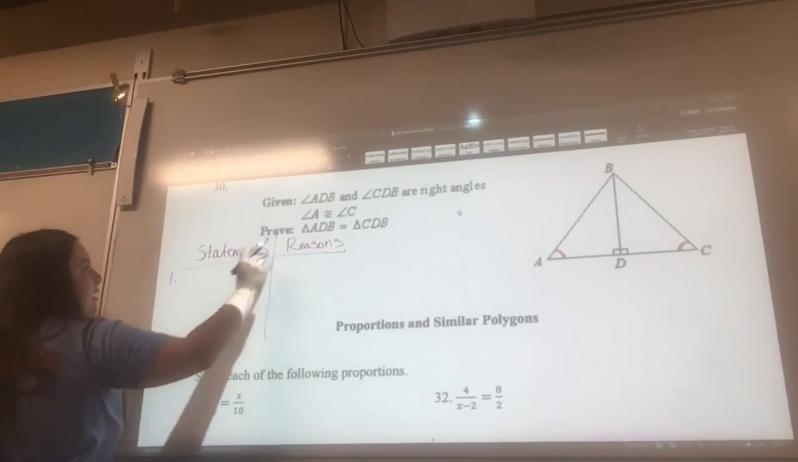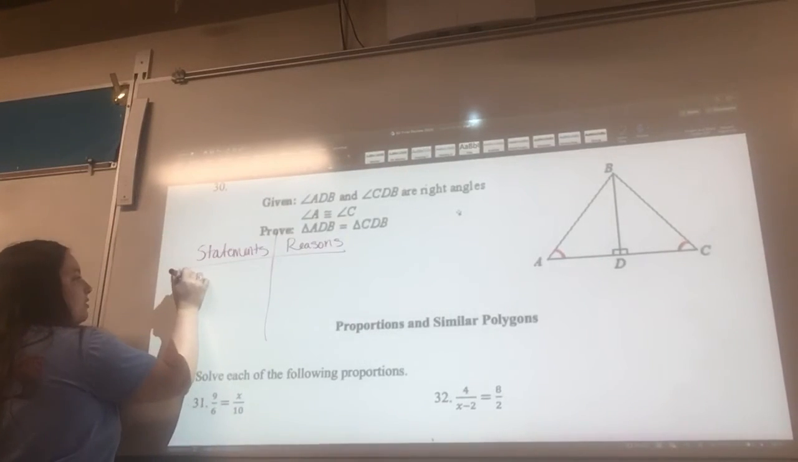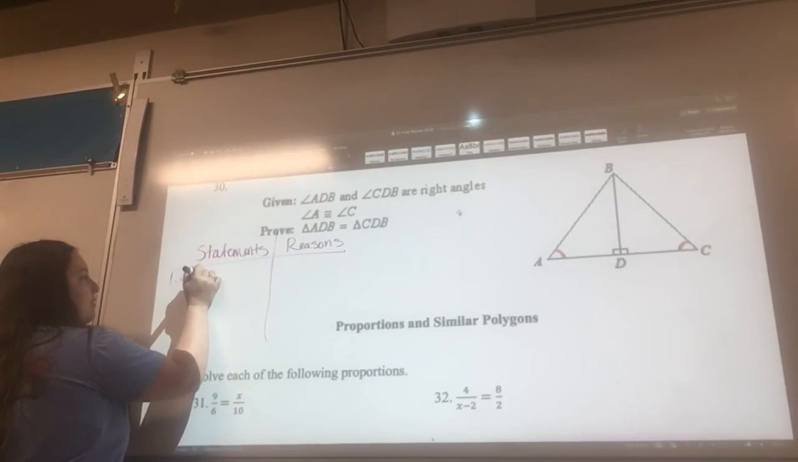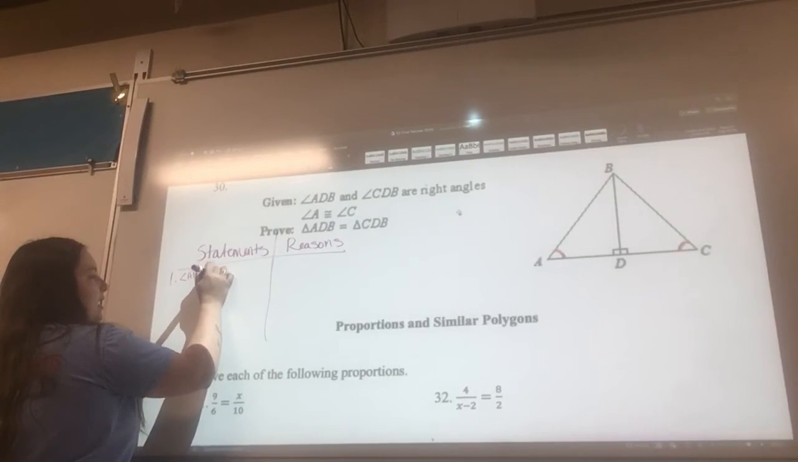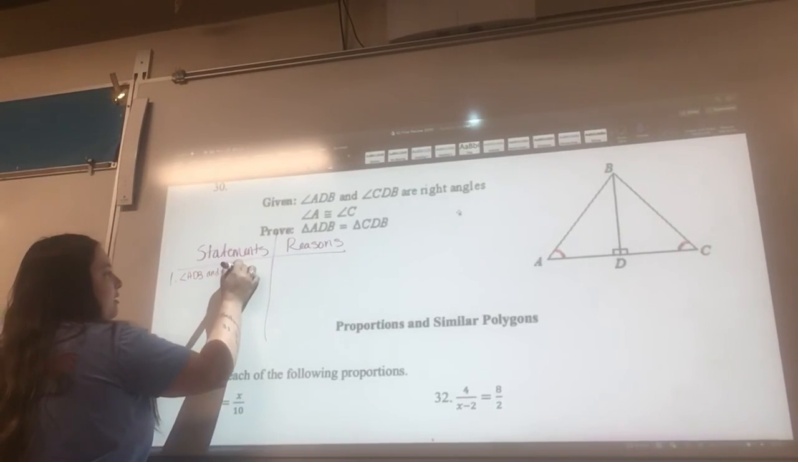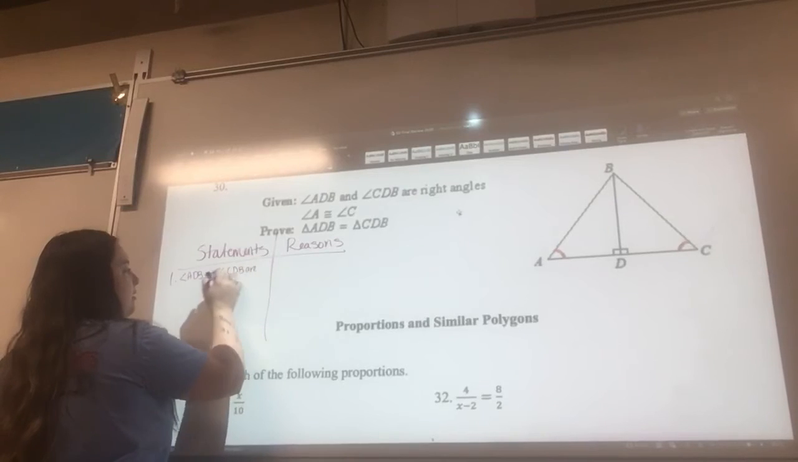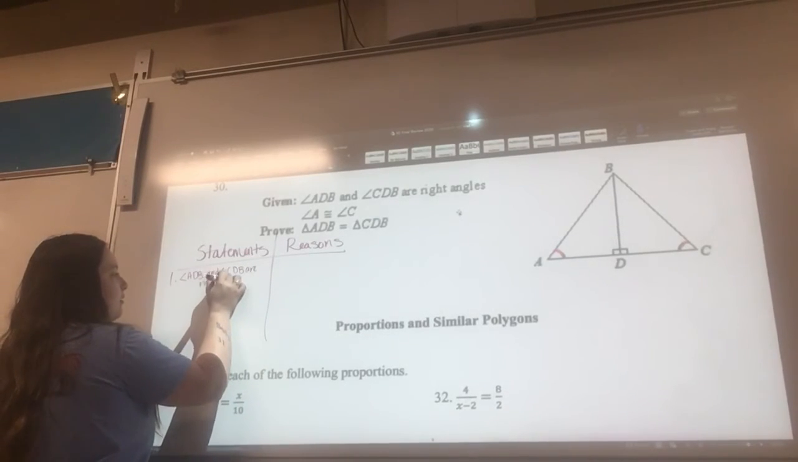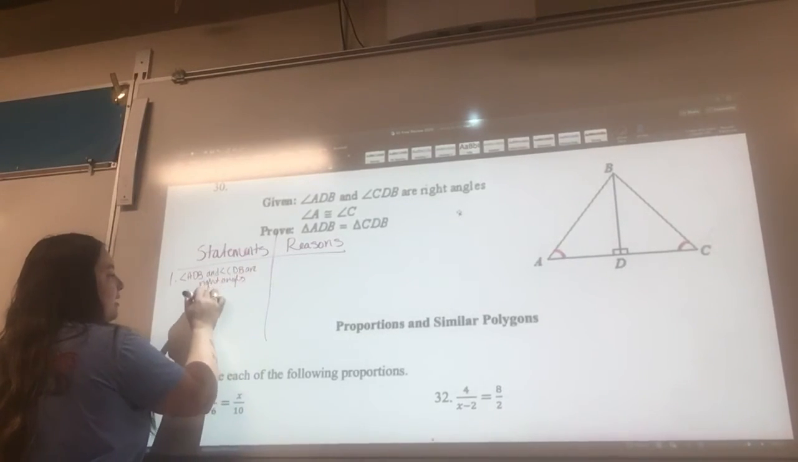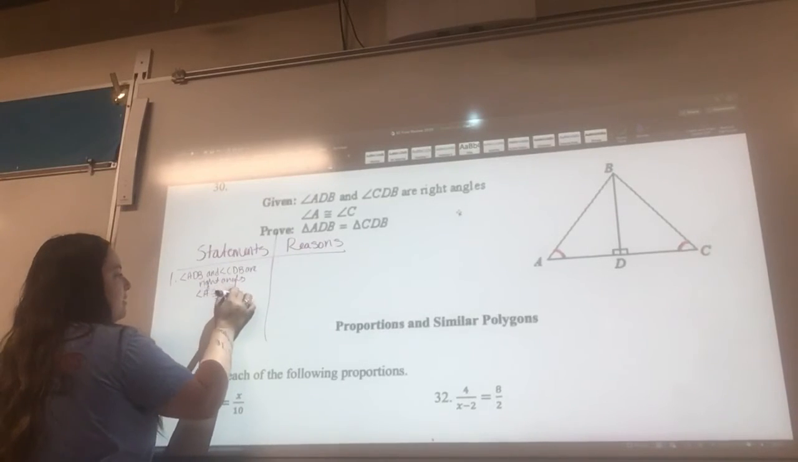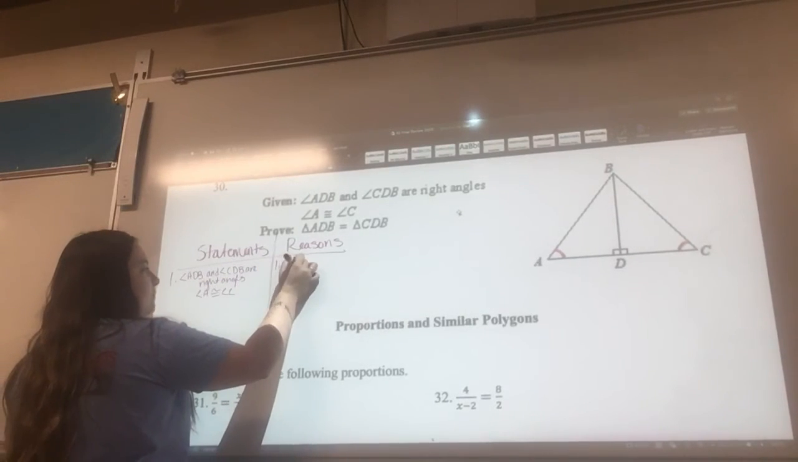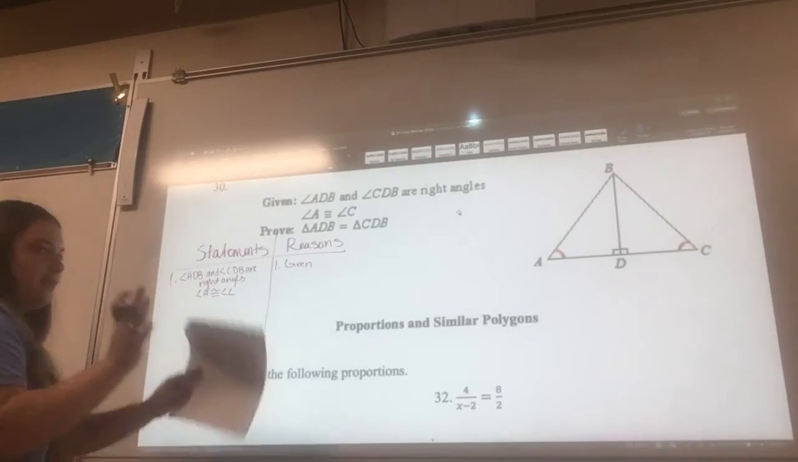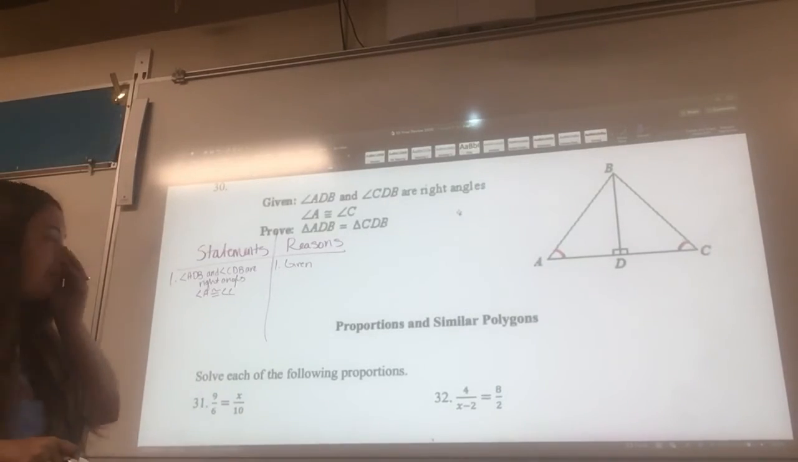Our first statement is always what's been given to us. Make sure you write everything down. So angle ADB and angle CDB are right angles. And it also states that angle A is congruent to angle C. And that's all because it was given to us. I haven't even looked at anything else. I just wrote down my givens.